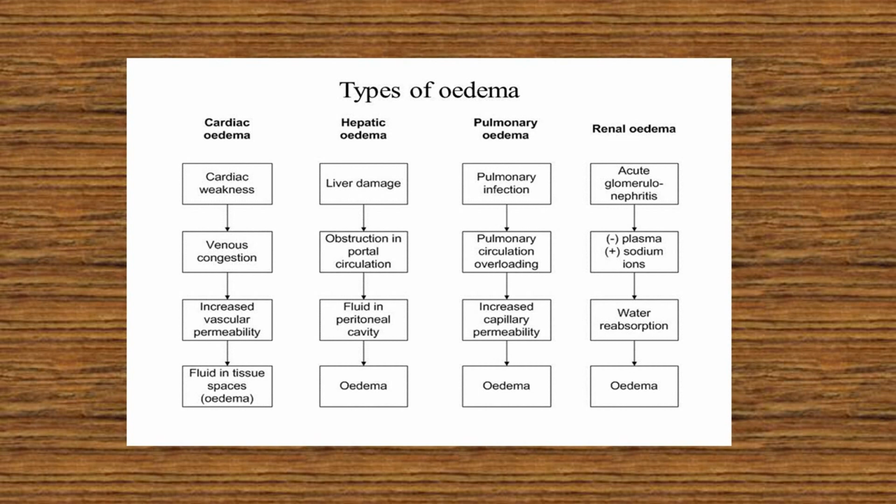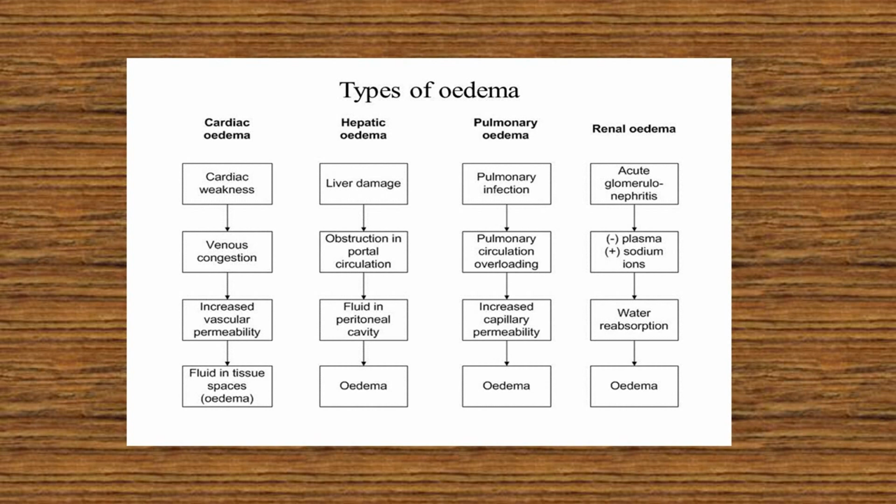Whenever there is cardiac weakness, it leads to venous congestion. Venous congestion is caused when the venous outflow is obstructed by clotting. This leads to an increase in venous pressure, and hence increases the vascular permeability, leading to fluid in tissue spaces, ultimately leading to edema.